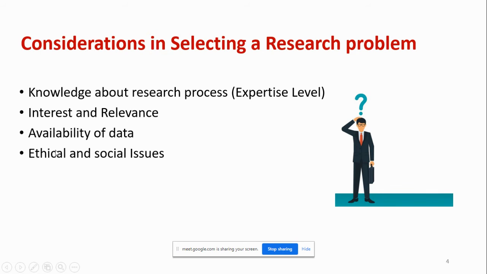Other issues like ethical issues, for example, animal rights. You have to get permission if you want to study animals, for example, if you want to dissect them and so on. You have to get ethical approval to do that. Even something else, for example, even if you are distributing questionnaires to people, you have to get ethical approval.